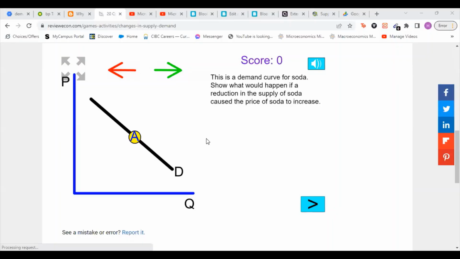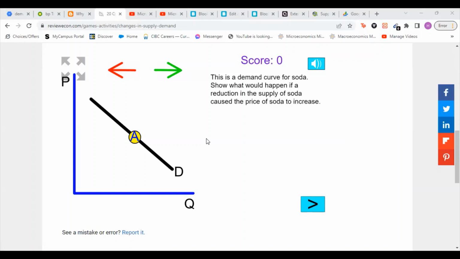So those are some of the situations there. I'm just going to go through. So this next activity, this is a demand curve for soda. Show what would happen if a reduction in the supply of soda caused the price of soda to increase.